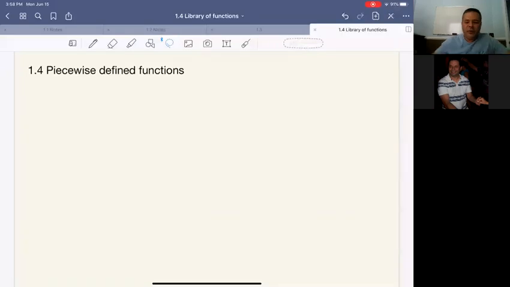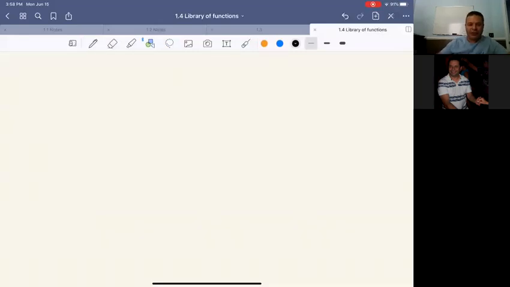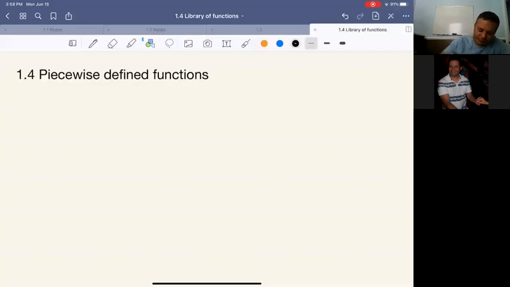All right, welcome back. We're going to go ahead and talk about piecewise defined functions. So talk about just a couple of examples. Always it's good to start with an example first. So one example is the absolute value function. Let's take y equals the absolute value of x. Now you can actually write this, we've talked about it before, as the square root of x squared.